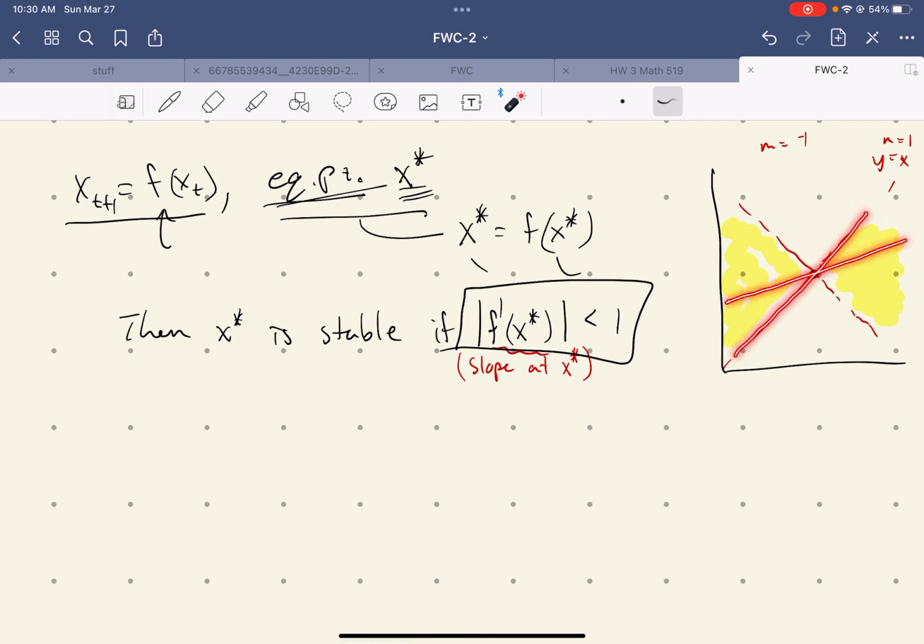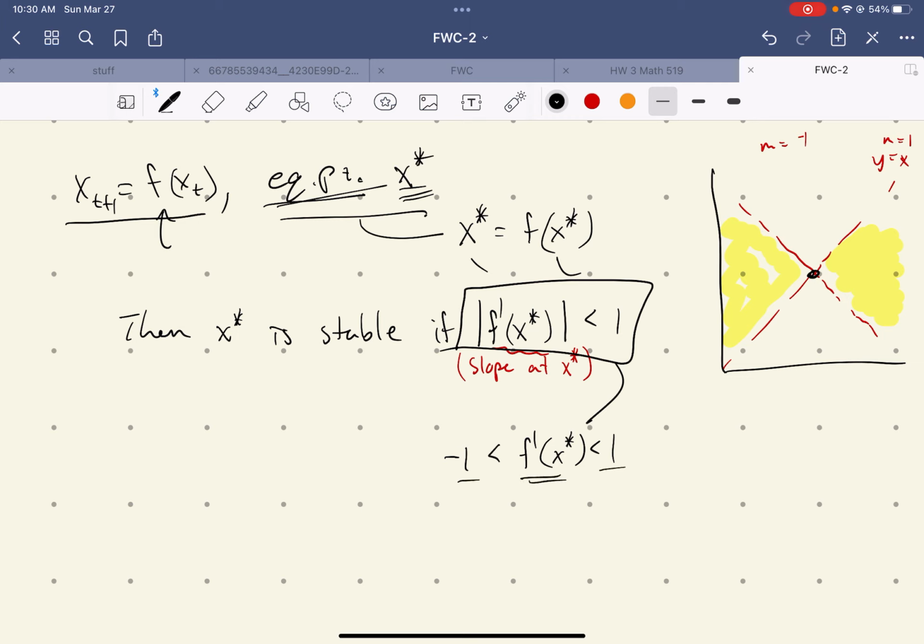So maybe like here's a slope of 1/2. Here's a slope of 0. Here's a slope of -1/2. Here's a slope of -1. I'm stuck in this region where, let's rewrite this inequality, -1 less than f prime of x star less than 1. Okay, so my slope is between -1 and 1. That's exactly what that highlighted region is doing, my little bow tie region. That's the stable region. Okay, this is stable.